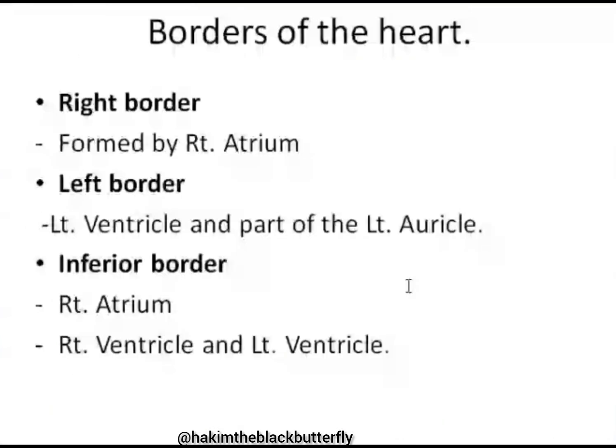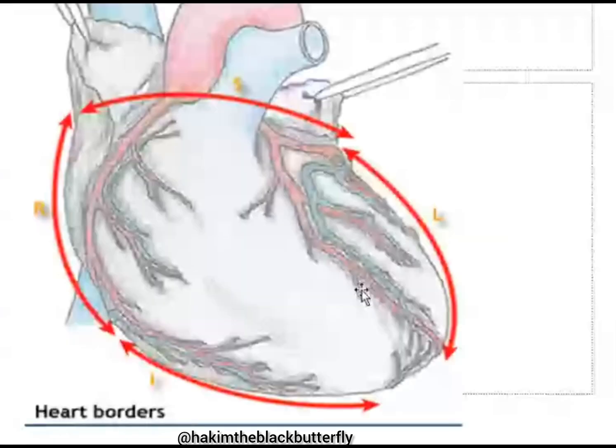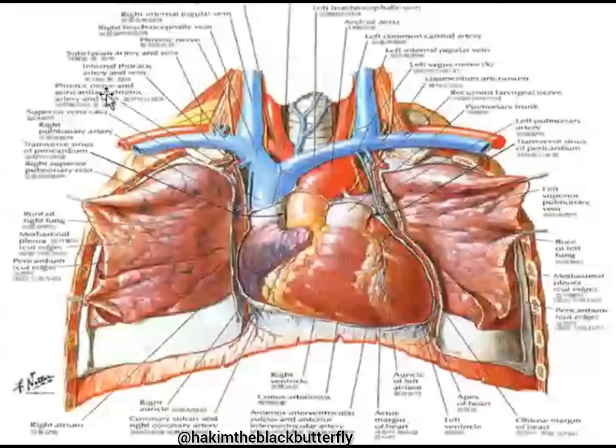Then the heart has boundaries or borders. That is the right border. Then it has the inferior border. Then it has the left border and has the superior border. Let's go back and look at those borders.